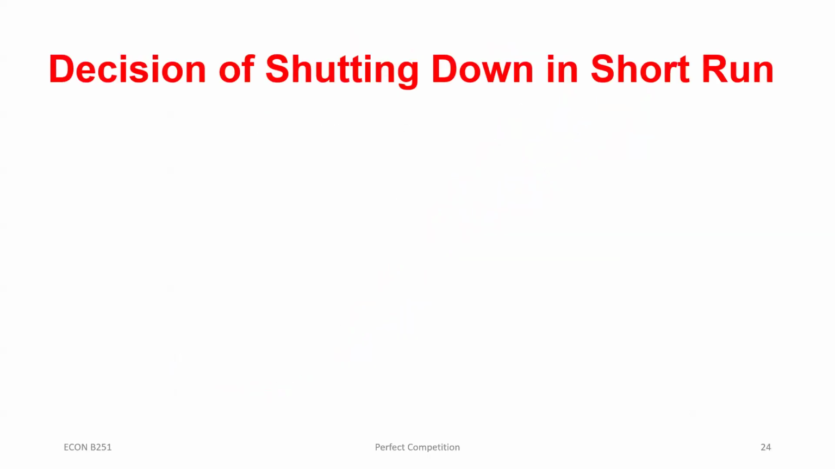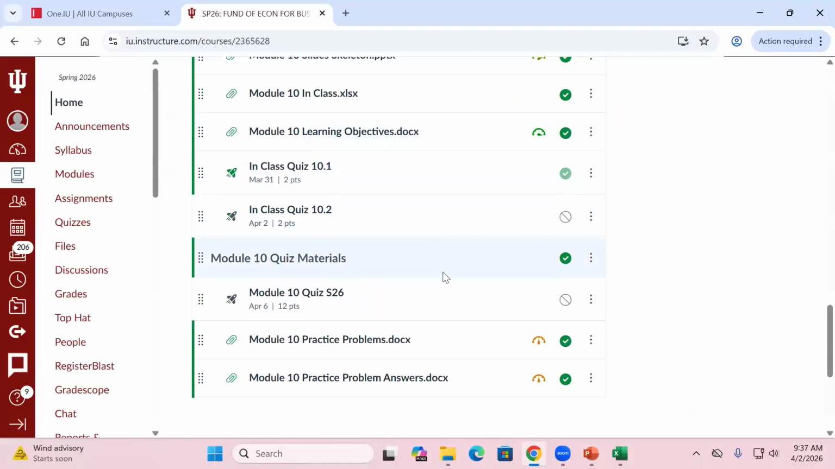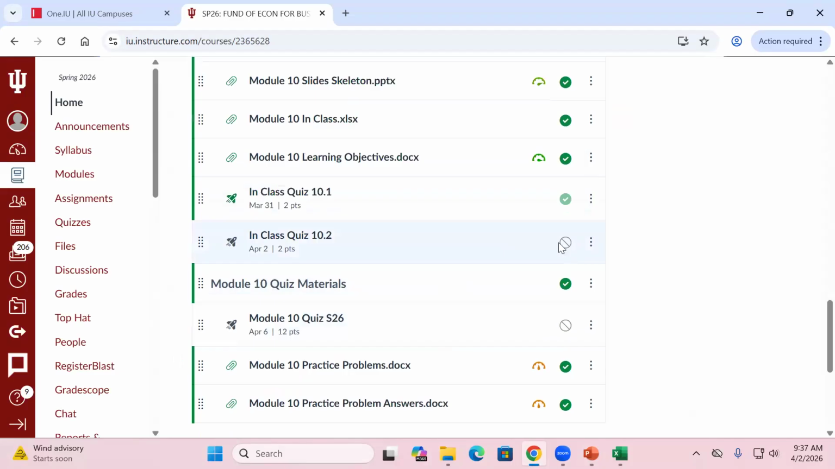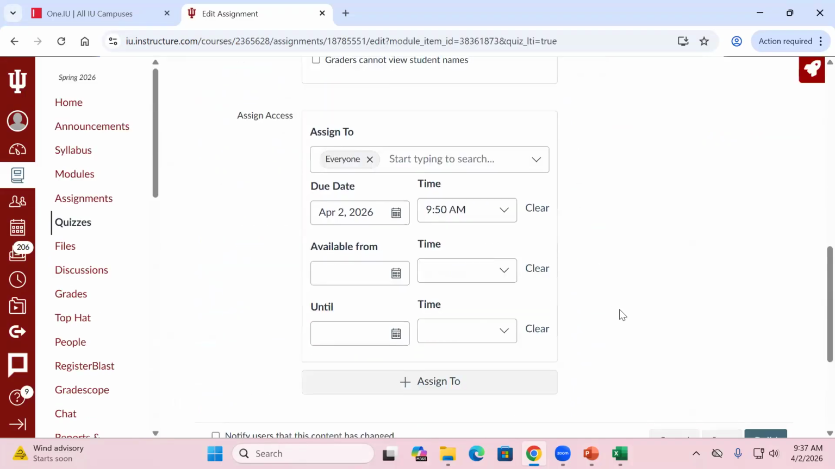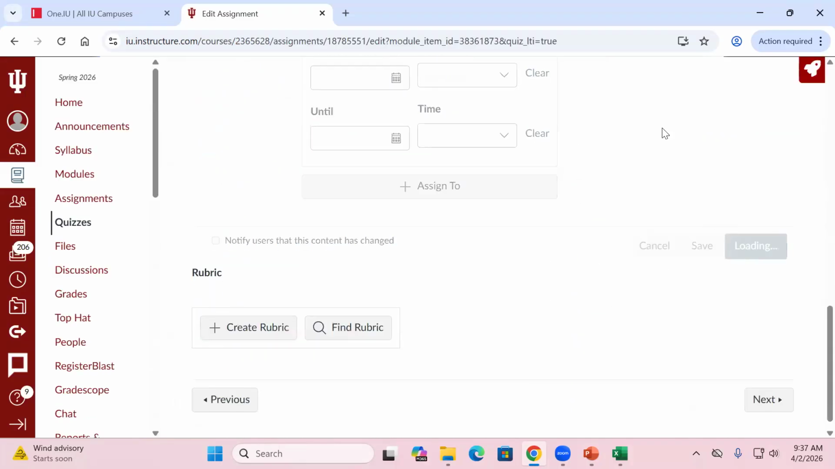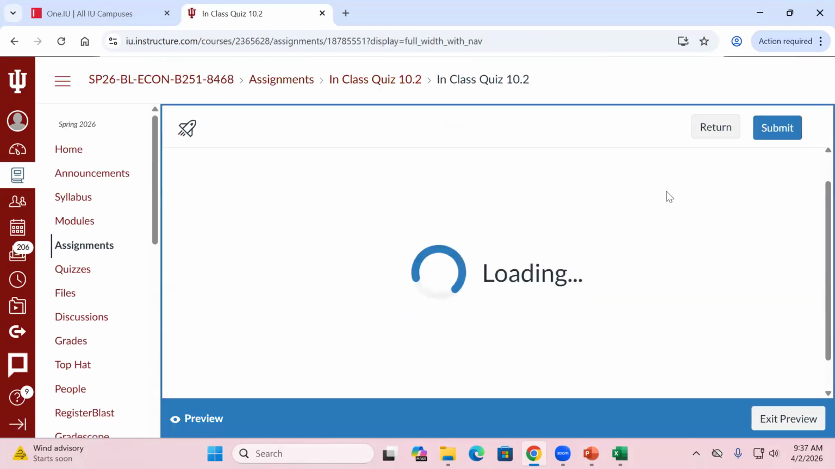Before we go to the decision-making process of the firm on whether or not they shut down, this is where I don't always use these at the end of class. Here we're going to look at the quiz right now. I think the code to get this in will be 10.55. So we're going to take a look at this first question.